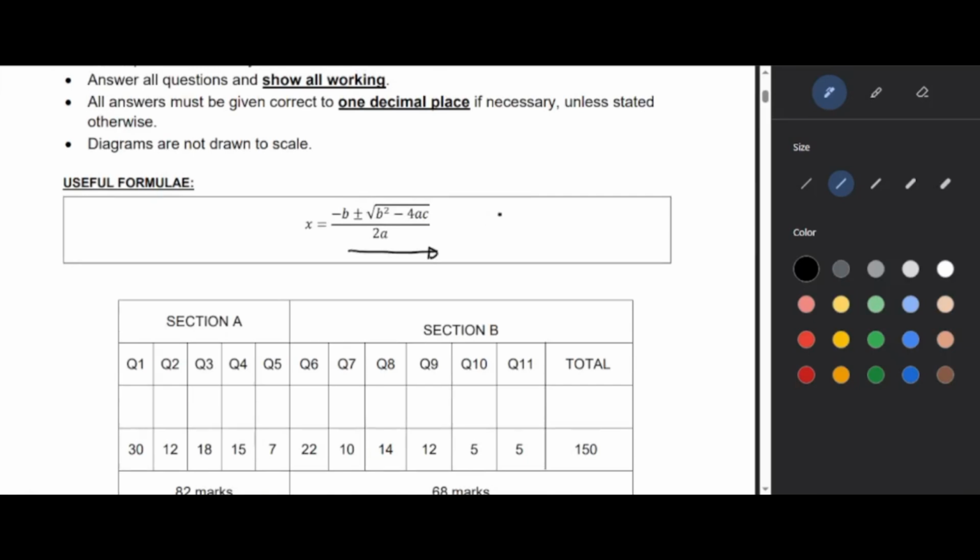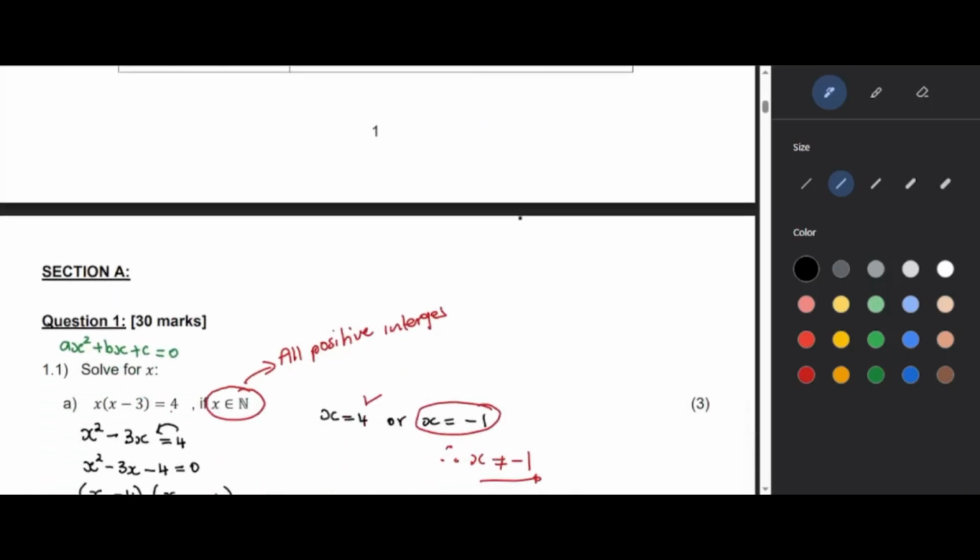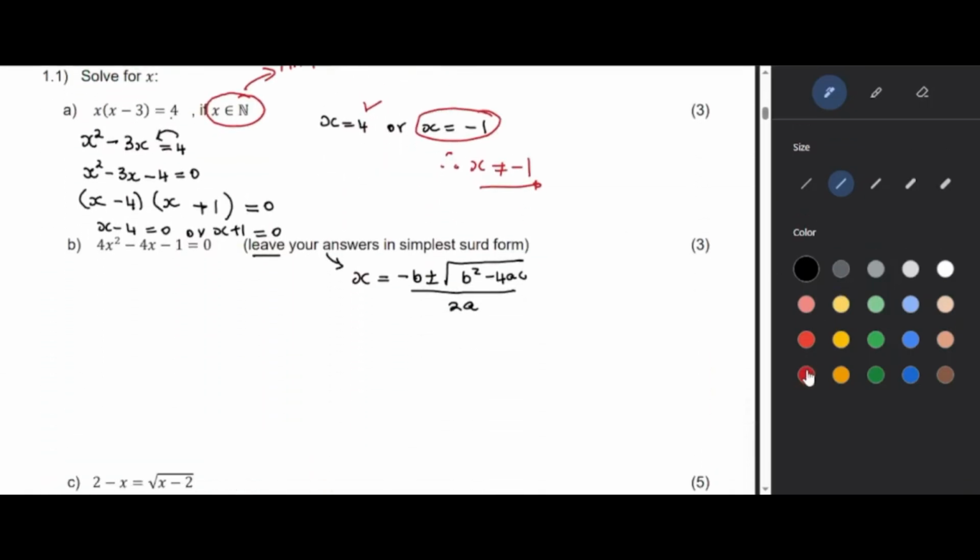This is the formula. But now, before you use this formula, just make sure that everything is in standard form. This equation should be in the form of ax squared plus bx plus c. So when you look at this equation, it's in standard form. Now you need to determine what is the value of a, what is the value of b. So the value of a is 4 because that's the coefficient of x squared. Whatever number that you have in front of x squared is the value of a.